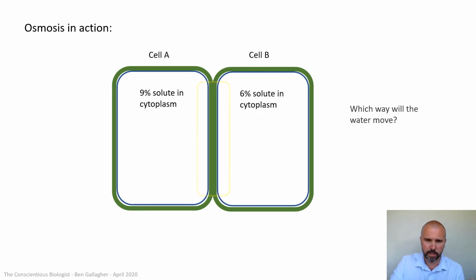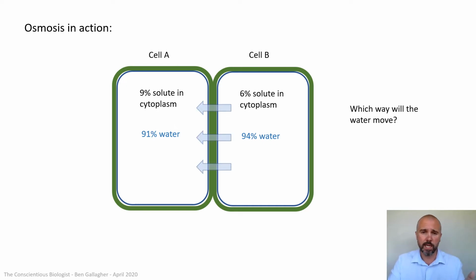Okay, let's go through that then. The water should move from where it's at its highest concentration to where it's at its lowest concentration. So if you're still not sure, let's give you a little hint there. If cell A was 9% solute, it must be 91% water, because that gives you your 100%. Cell B must be 94% water, because the 94% water with the 6% solute again gives you your 100%. So hopefully now you can see cell B has a higher concentration of water than cell A. So osmosis is going to happen across the cells in that direction.